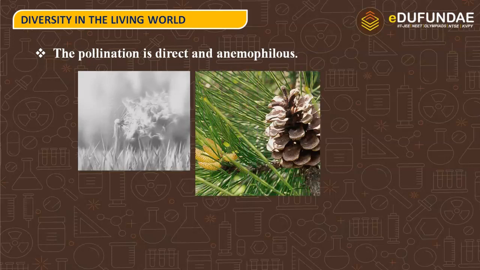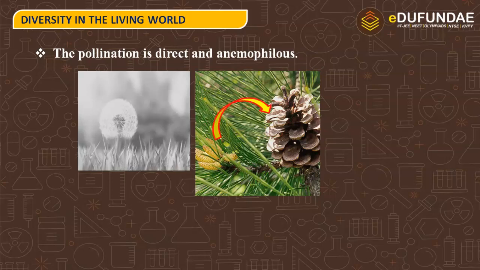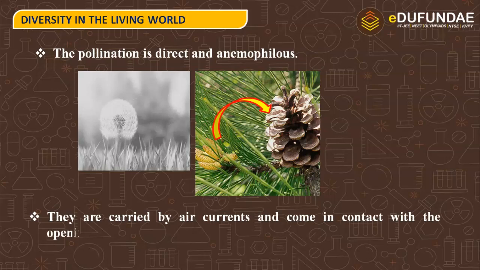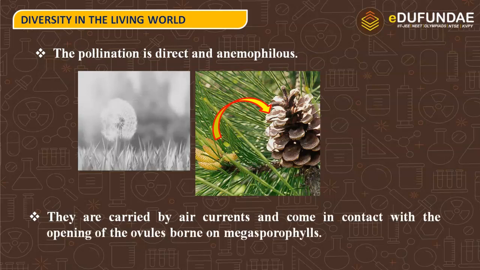In case of these gymnosperms, anemophilous pollination is taking place, and through pollination, the male gametes will be reaching the female gametes. They are carried by the air currents and come in contact with the opening of the ovules borne on the megasporophylls. So the opening of the ovules, inside which we have the female gamete present, will interact with whom? The pollen grains, and hence the pollination will take place.